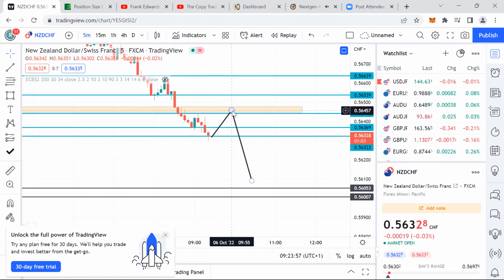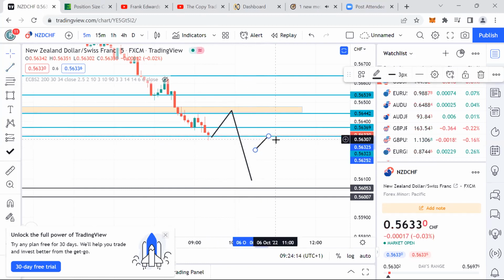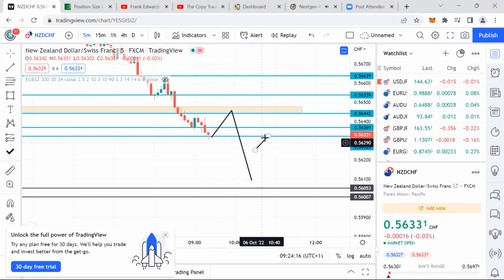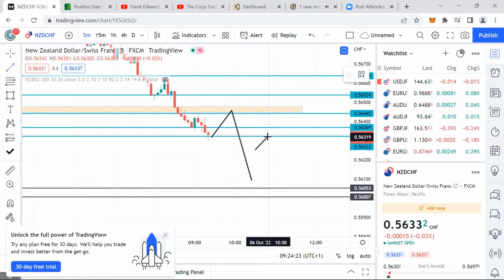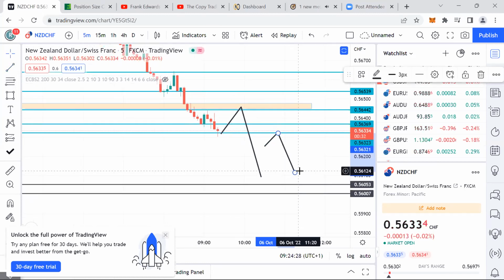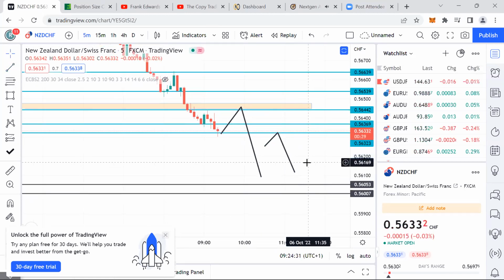But there are 2 scenarios I'm looking at. Either it pushes up here or it breaks this level. Either it goes up, retests this level and starts dropping, or if it doesn't and breaks this level, let's say it breaks this, I'm expecting it to push up and come down. So those are the 2 scenarios.